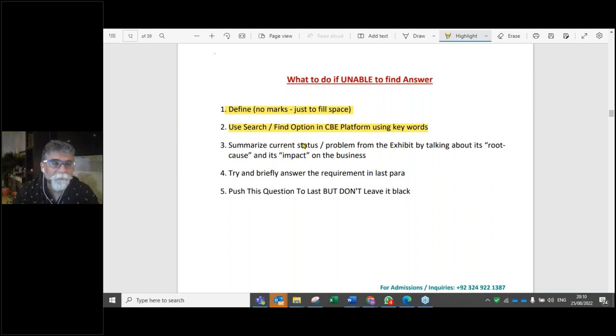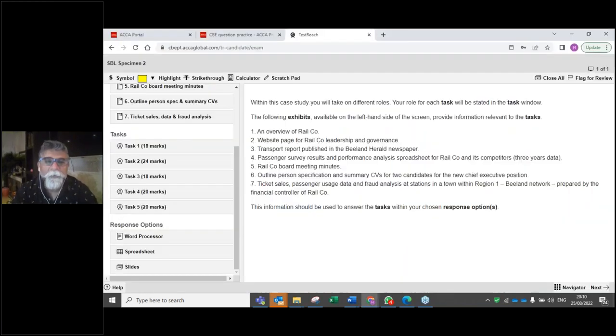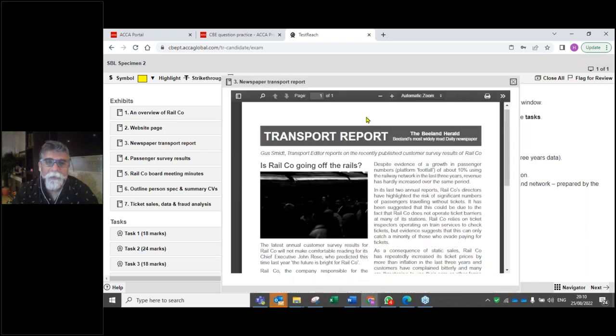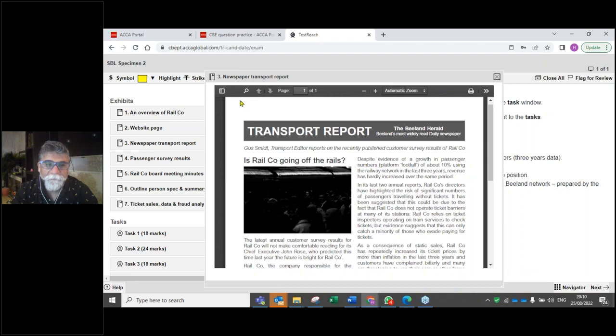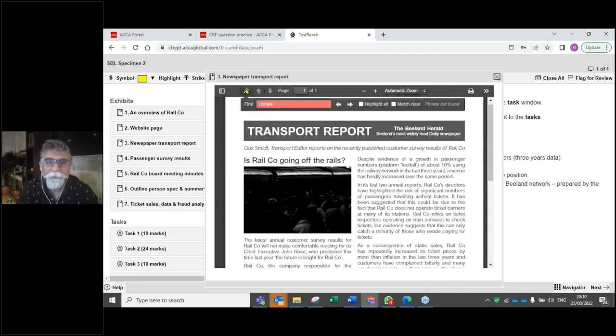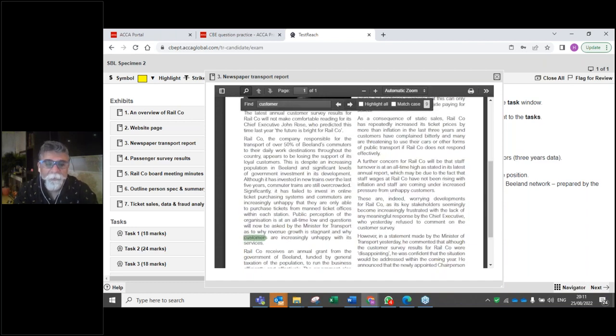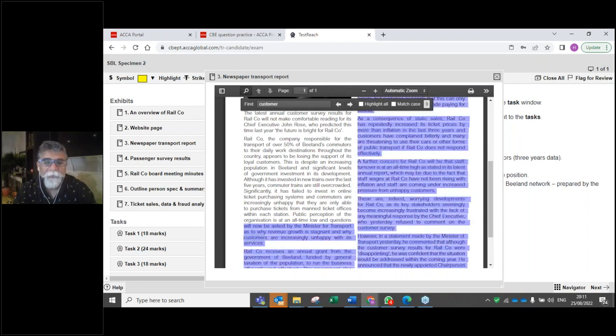Do you know where the search option is? I'll just show you on the CBE platform. If I open up, let's say, the newspaper transport exhibit, you see this magnifying glass. Press here and type competitor. If it becomes red, that means there is nothing there. Type customer. Let's see if the word customer is there. There are 9 places where the word customer has been used in this exhibit, and it will shade them for you. Customer is here, then you press next. It's here, then next. It's here. If you want to copy and paste this sentence, you can press Control C and paste it.